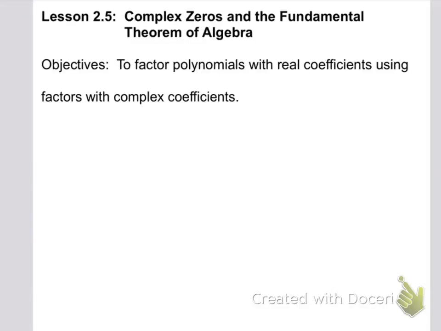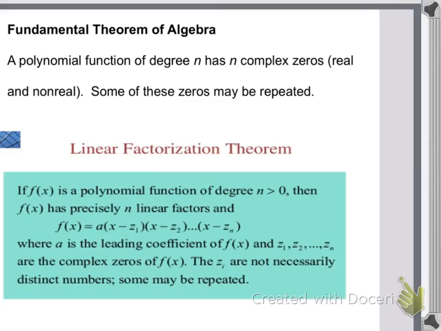Okay guys, this is the part 1 video for lesson 2.5, talking about complex zeros and the fundamental theorem of algebra. The objective is to factor polynomials with real coefficients using factors with complex coefficients. Alright, so we're going to be dealing a little bit with imaginary numbers in this lesson.